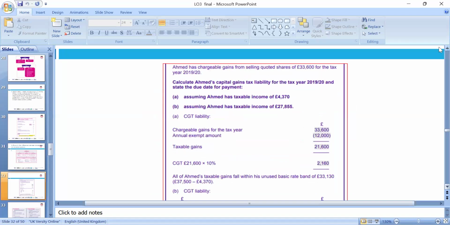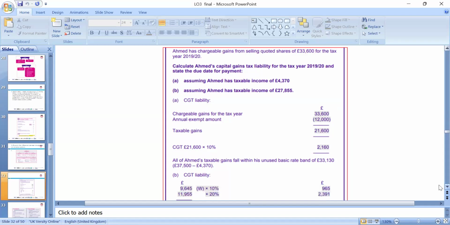So we have M with a chargeable gain from selling quoted shares of 33,600 for the tax year 2019 and 20. Assume M has other taxable income of 4,370, and assume the taxable income is 27,855. So we look at the chargeable gain of 33,600 and the annual exempt limit, which that year was 12,570. We go through that, and then we have the chargeable gain. Capital gains tax is 10% if your income is under 37,700. All of M's capital gain needs to fall within the unused basic rate band. The previous year that was 37,500, now it's 37,700.